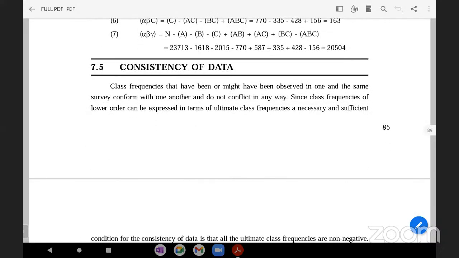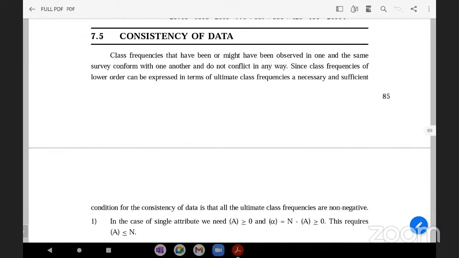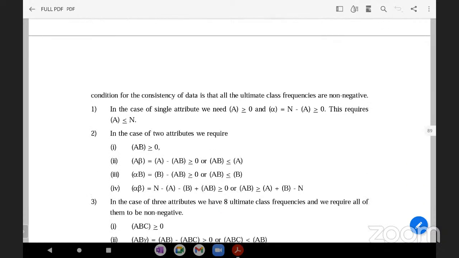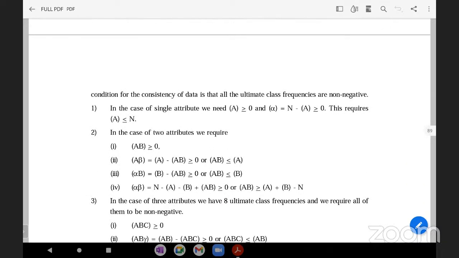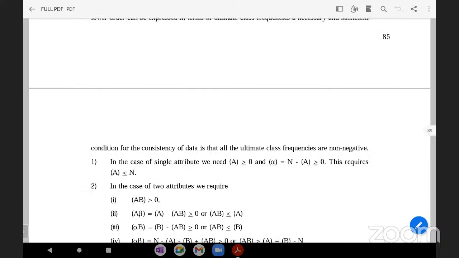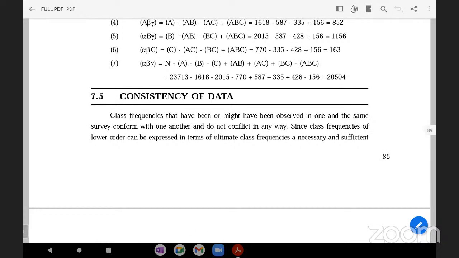Consistency of the data. Class frequencies that have been or might have been observed in one and the same survey conform with one another and do not conflict in any way. Since the classification of the lower order can be expressed in terms of the ultimate class frequencies, there are necessary and sufficient conditions for the consistency of the data. Next concept is the consistency of the data I'm talking about here.